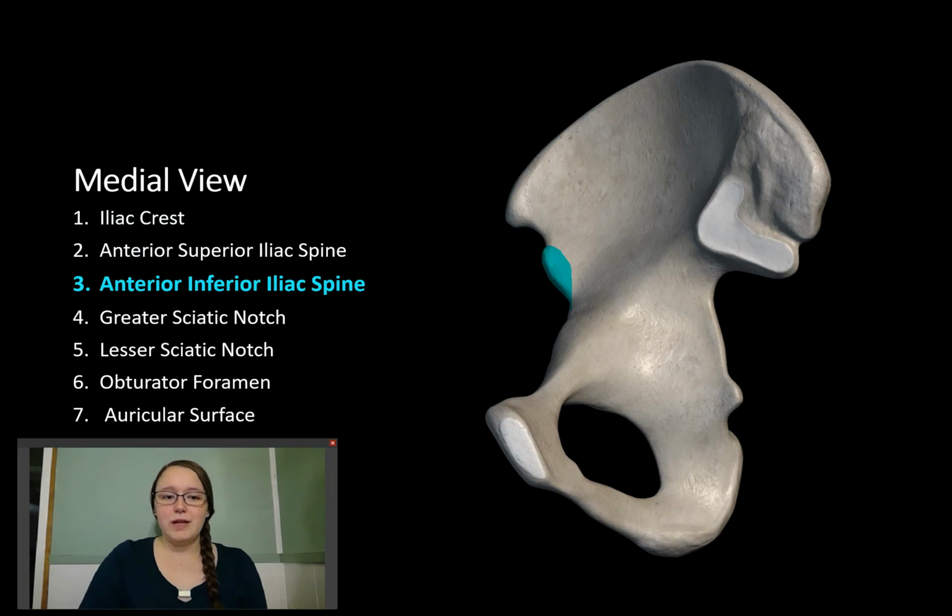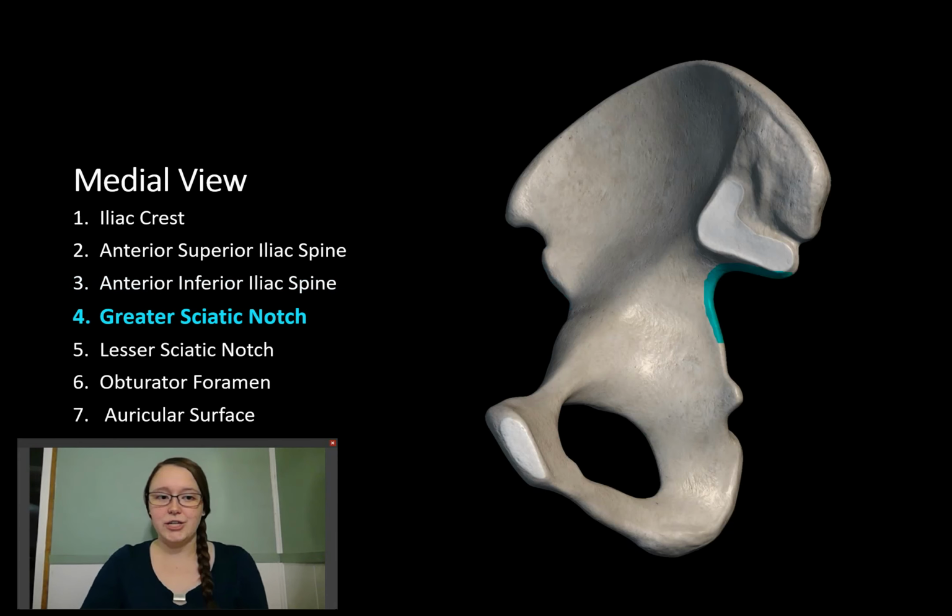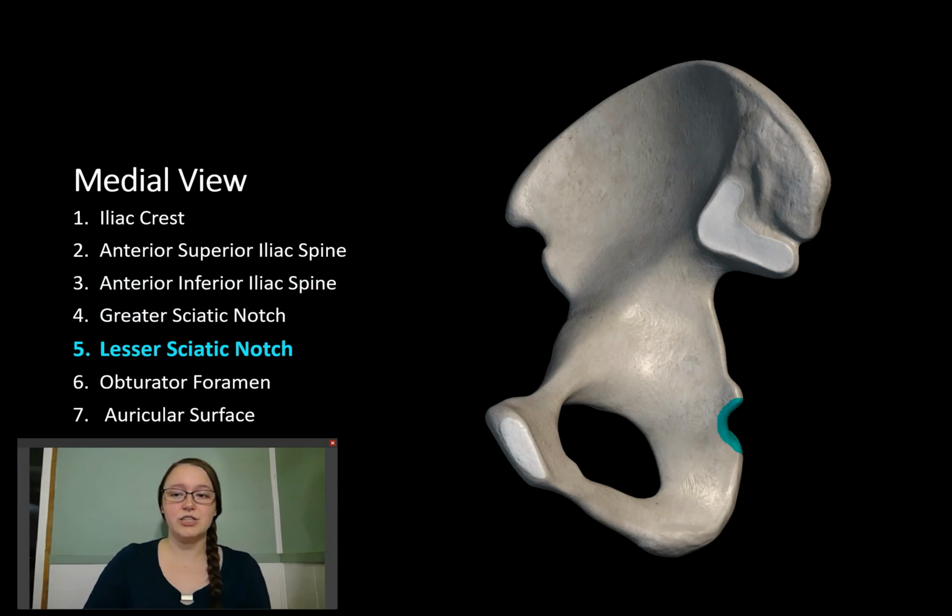And one way to know whether or not you are looking at the anterior or posterior side of the bone is looking for the greater sciatic notch and the lesser sciatic notch, because those two will be on the posterior side of the coxal bone.